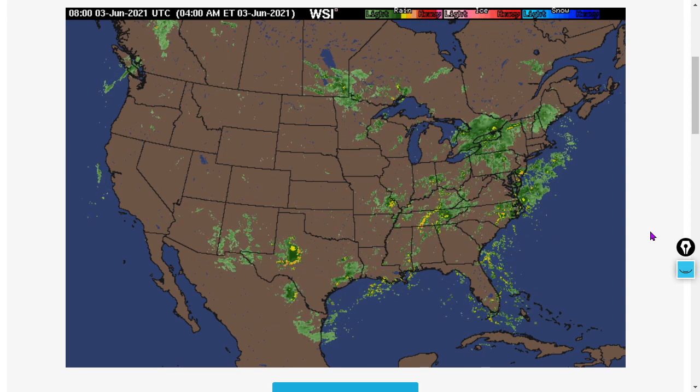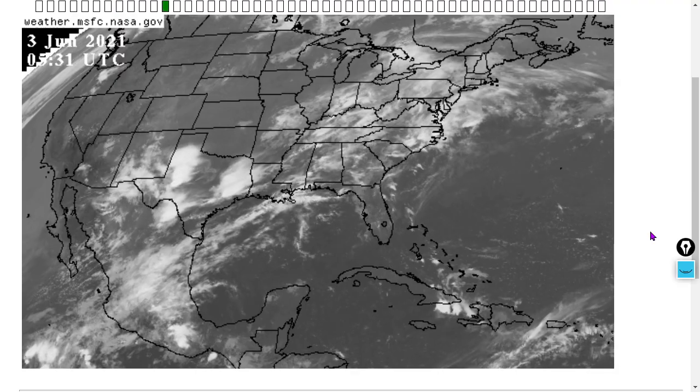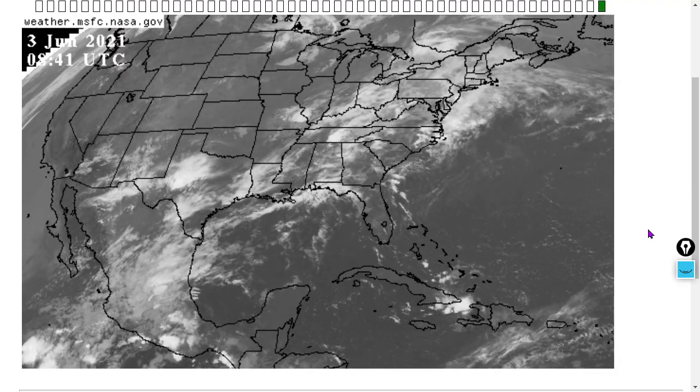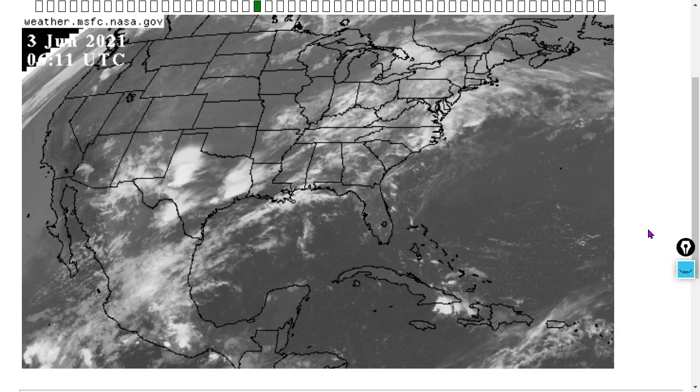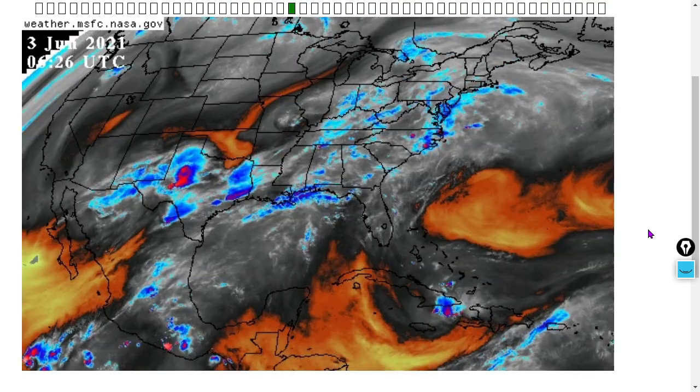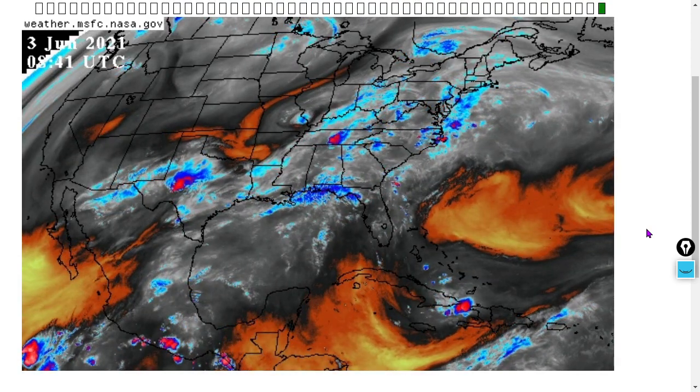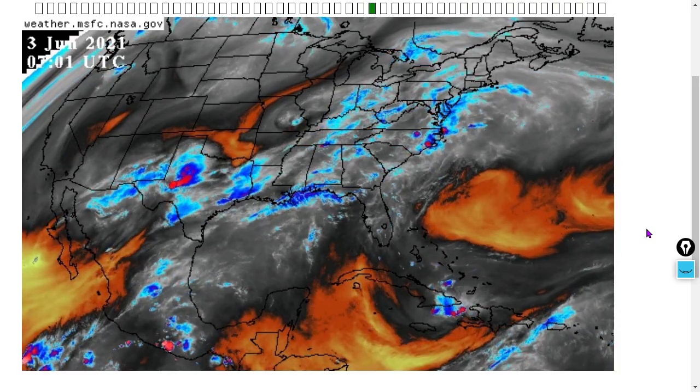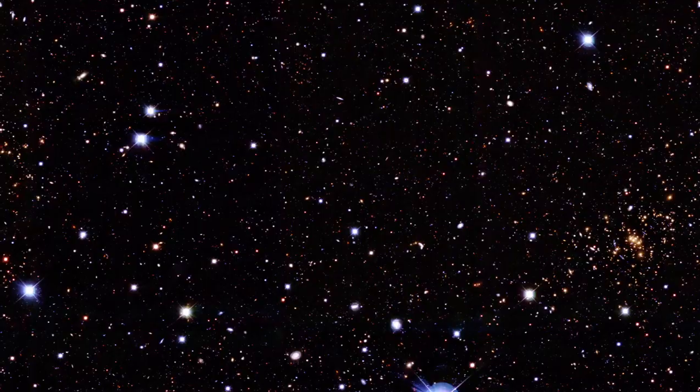So here's a recap. There's the U.S. Doppler radar map. There is the cloud layer scenario. And here's the water vapor map. That should help give you some insight. And that's today's meteorology segment.